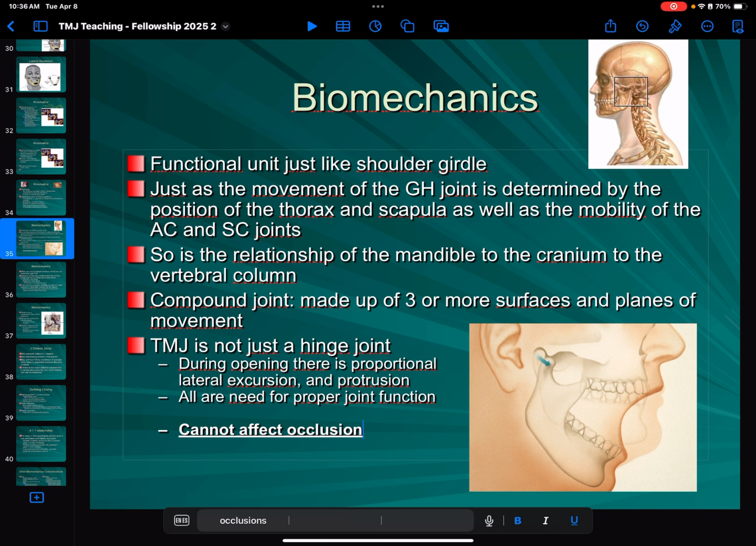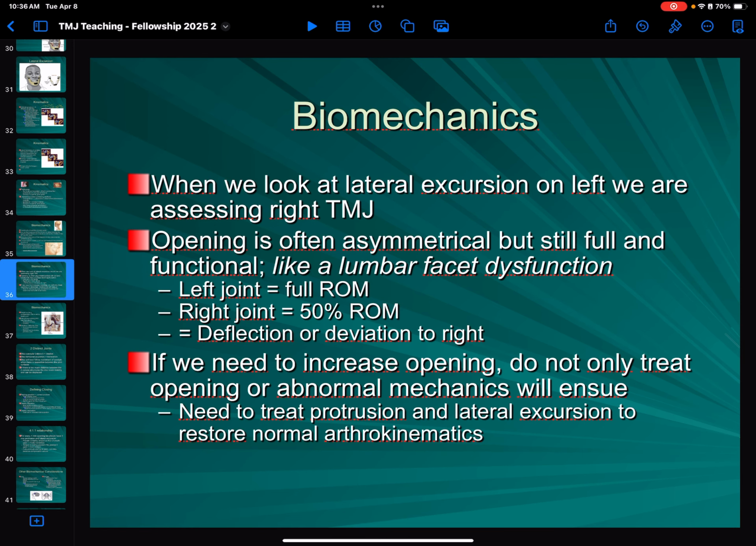But is it just one plane? No, we felt that, right? There's some lateral excursion that's also going to happen. And again, some protrusion. That's what we talked about, that translation or protrusion that's also happening. So we already talked about this, lateral excursion. We're looking at the right TMJ. Opening is often, though, asymmetrical but still functional, like a lumbar joint dysfunction. So you could have a full range of motion, right? But if you're tight on one side, you could have some deviation to that same side.